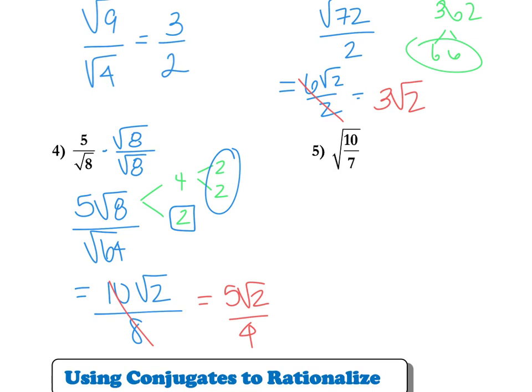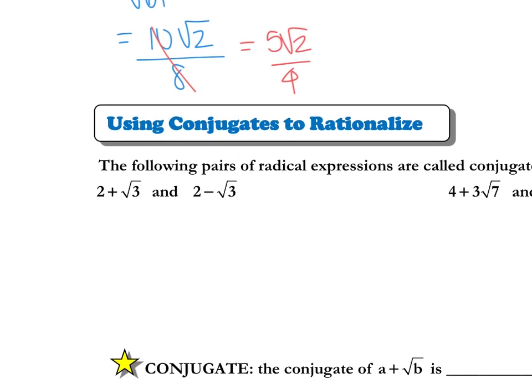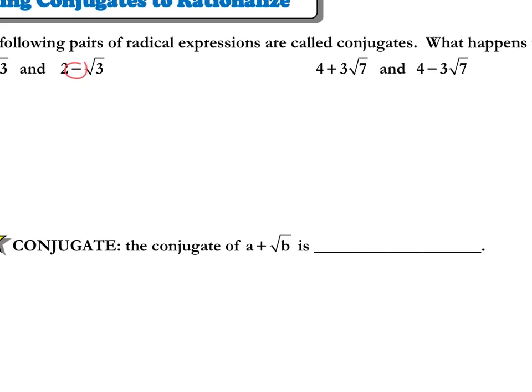Okay. All right. Now, the last part, until we talk about rational exponents again, is to use conjugates to rationalize. So remember that conjugates are basically just pairs of radical expressions where the radical sign is opposite of each other. So notice this is addition, this is subtraction. Okay, so the conjugate of a plus root b is going to be a minus root b.